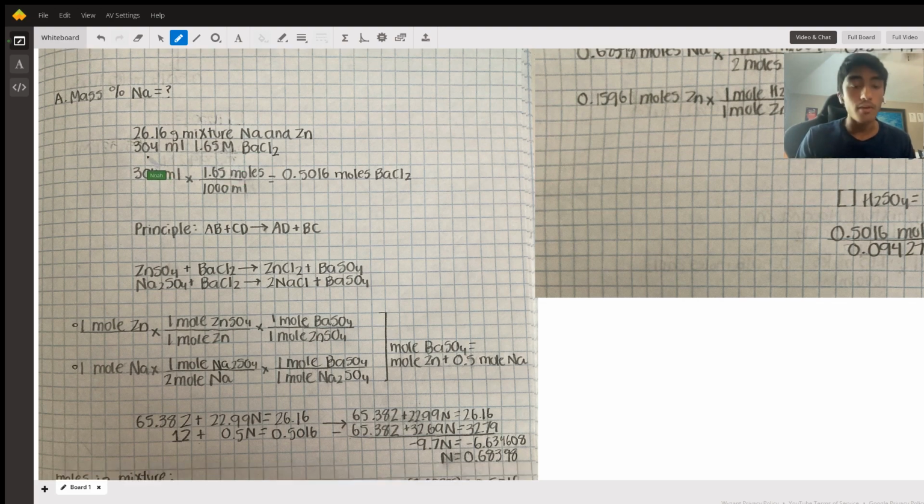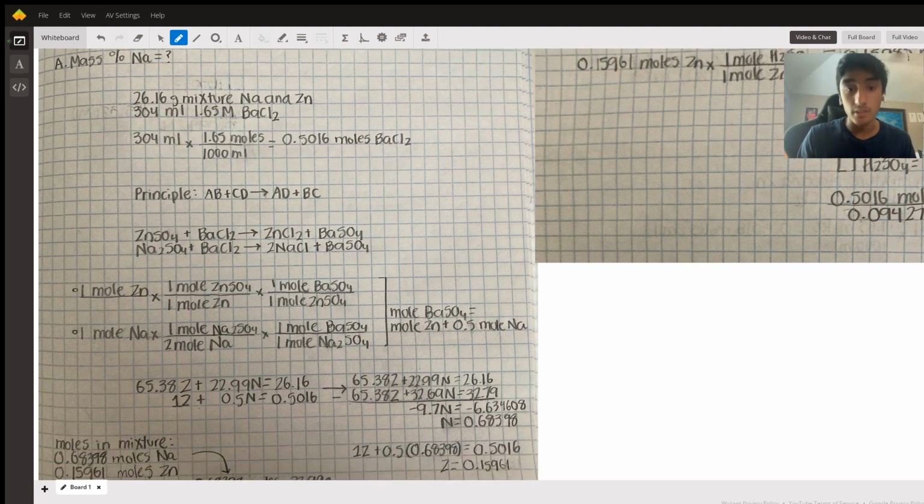We are given that we have 304 milliliters of 1.65 molar barium chloride. And we are told that we need to produce the maximum amount of barium sulfate. What that means is that all of the moles of barium chloride should go on to react with some reagents to form barium sulfate. So how many moles of barium chloride do we have? We can figure that out with this stoichiometric equation right here. We multiply the volumes, and then we get the moles here in the numerator, and then we get 0.5016 moles of barium chloride are put into this solution.